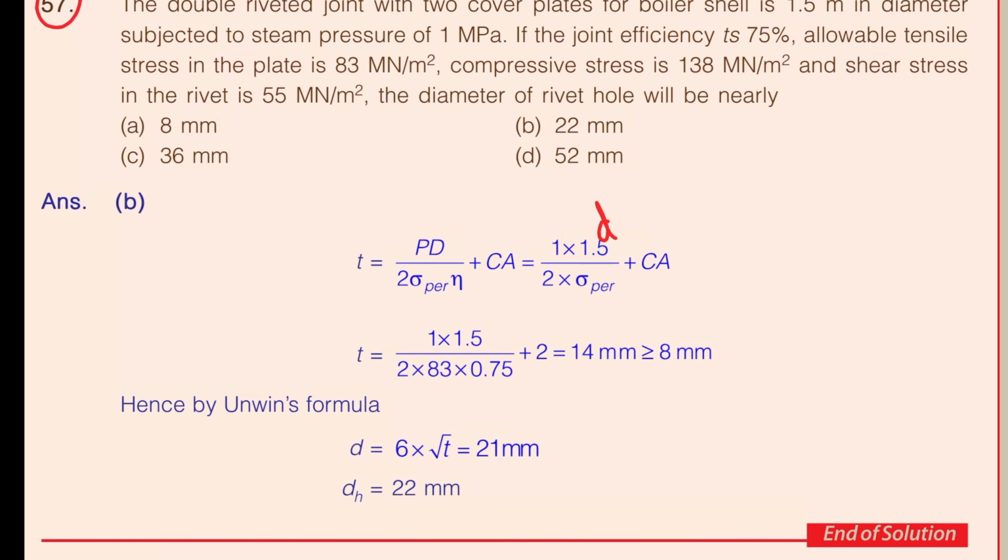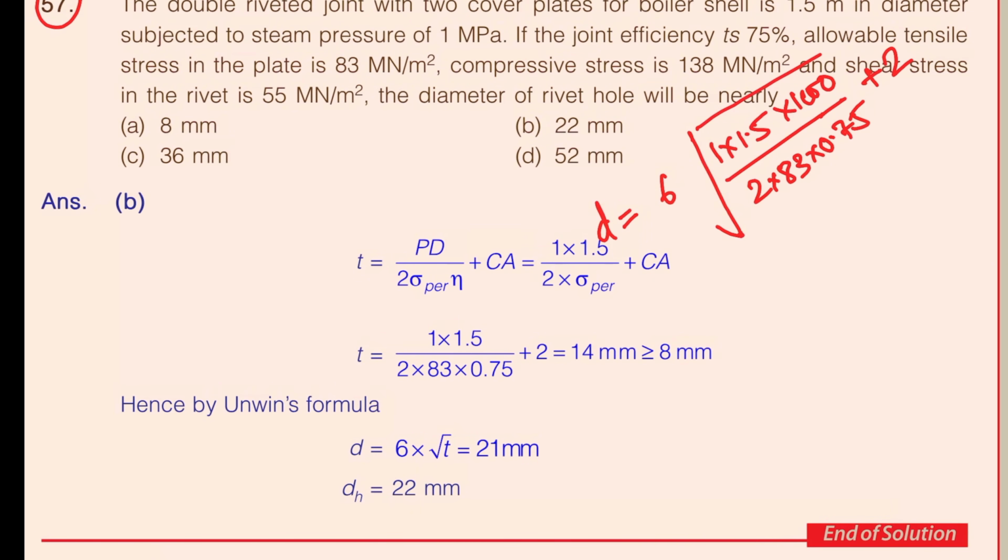The calculation that we need to do over here is the value of D, which is 6 and root over T value, and T is 1 into 1.5 divided by 2 into 83 into 0.75 multiplied by 1000, because it is in meters, we are going to convert it into millimeters, plus 2, which is also under a square root. So the very first thing that I'm going to do over here is cut 1.5 and 0.75. So I get 0.5 over here. Then 0.5 multiplied by 2 will give me 1, and the only thing that I'm remaining with is 6 under root 1000 divided by 83 plus 2.